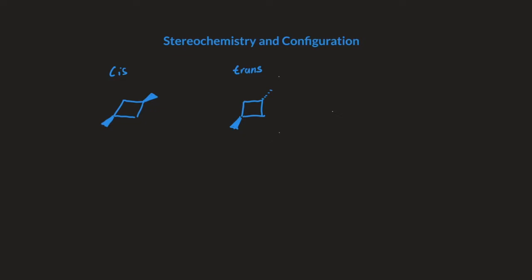Alkenes can also have cis and trans isomers. So if we think about butene, the two methyl groups can either be on opposite sides of the double bond in this case, or on the same side of the double bond in this case. And so this molecule is trans-2-butene, whereas this molecule is cis-2-butene.